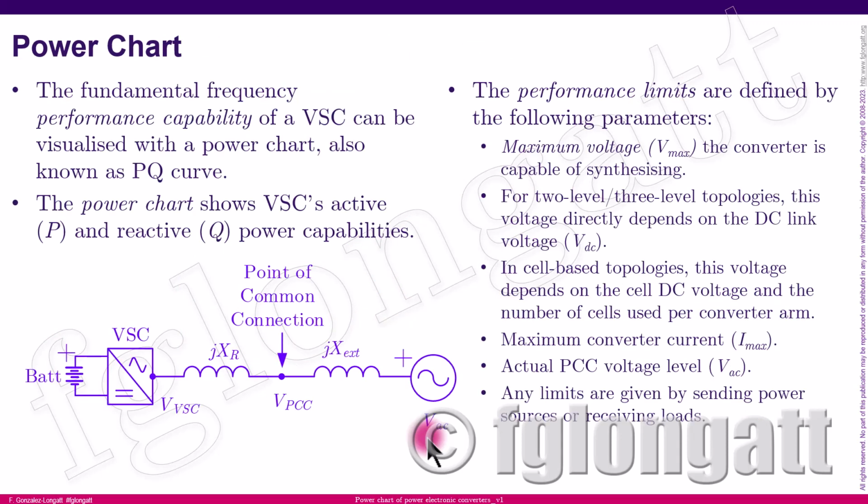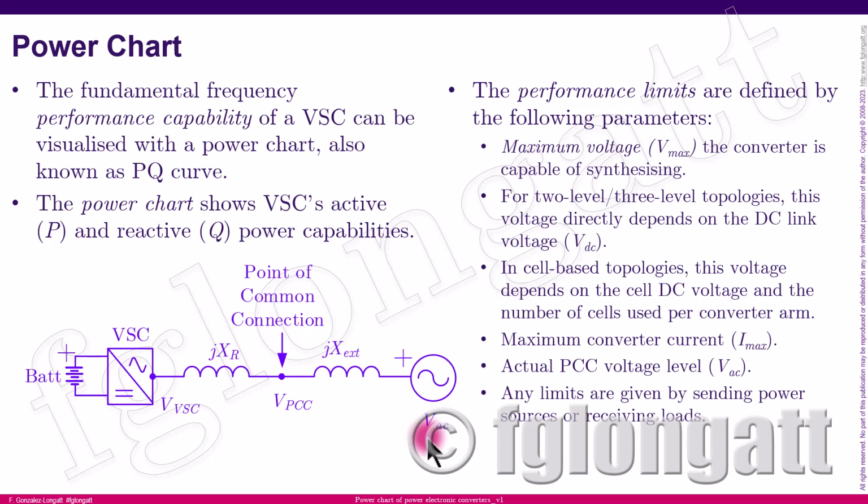Well, if we are working in a steady state, if we are considering only the fundamental frequency, the performance capability of the voltage source converter can be represented in a single plot, and that plot is the power chart, where you can represent the active and reactive power operation. Basically, this power chart represents the limits of active and reactive power, or the capacity of this converter to deliver those powers. Those performance limits are based on several indicators.